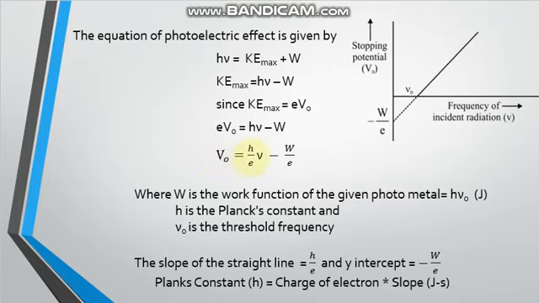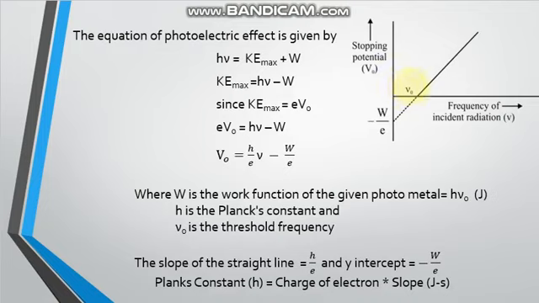The slope of that straight line is equal to h by e. So that graph you will see here: the frequency of incident radiation is on the x-axis and stopping potential is on the y-axis. Then you get a straight line. That straight line intersects the x-axis at the nu naught position.